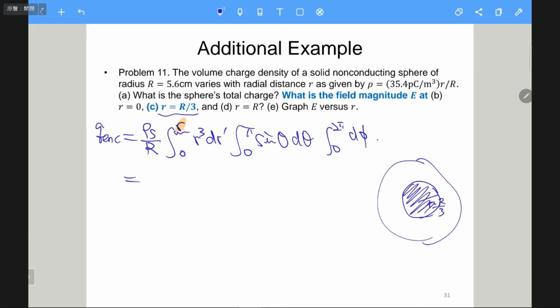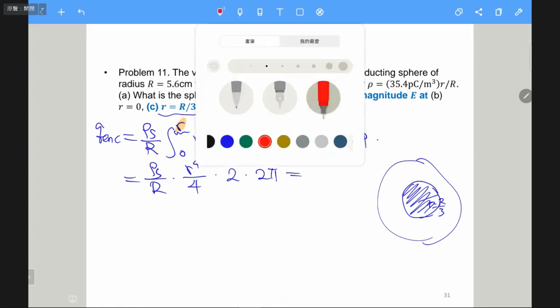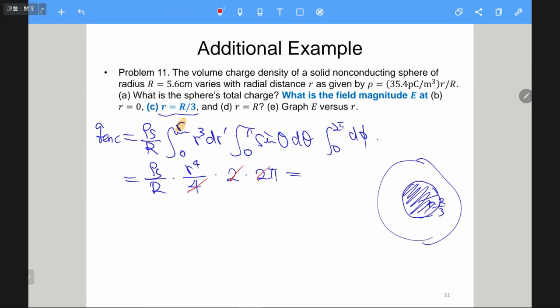So here we have, oh, this is rho S over R. This is R to the 4th power over 4. This is 2. This is 2 pi. So we have 4, 2, 2 to be cancelled. And then it turns out to be pi rho S R to the 4th power over capital R.